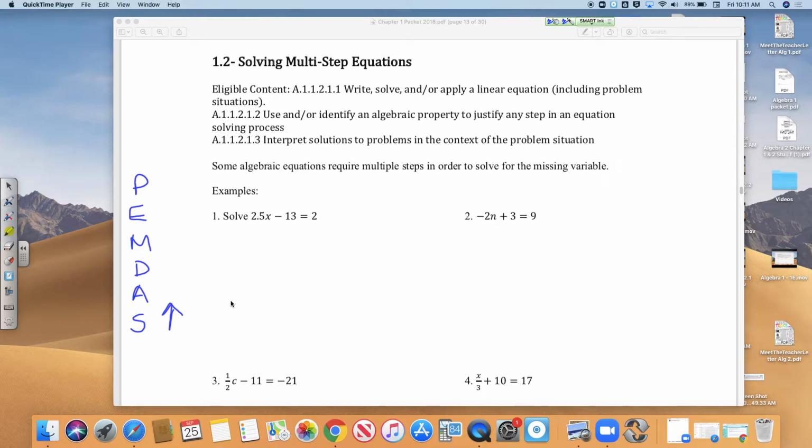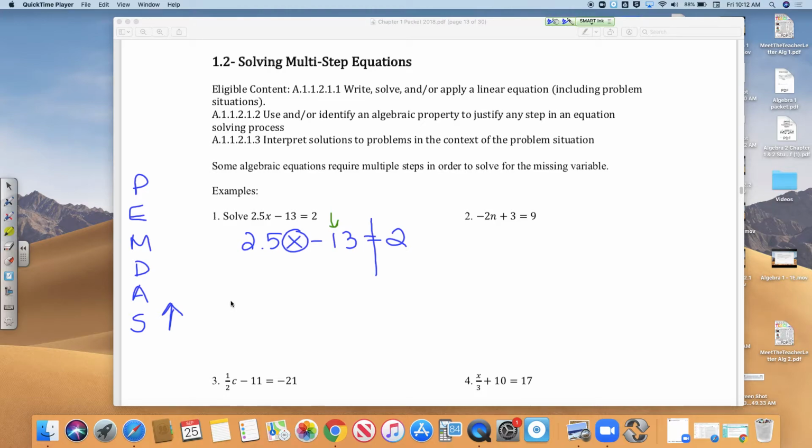So looking at the first example, 2.5x minus 13 equals 2. I'm just going to rewrite this. It's a little bit bigger. I like to, like I said in the last video, circle my variable and draw a line down my equal sign to help me determine what's going on here. The first thing I have to do is cancel out any addition or subtraction because I start at the bottom and work my way to the top. So I'm looking here at this minus 13. That's what I'm looking at first to cancel out.